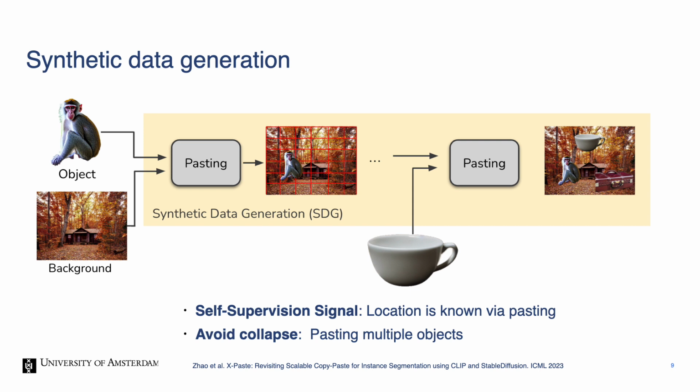Synthetic training data is created by combining background images with synthetically generated objects using Stable Diffusion, following the X-Paste paper. Pasting objects onto background images generates a self-supervision signal, which is exploited during training. Multiple objects are pasted to prevent the network from collapsing and only reacting to the most prevalent object in the image.